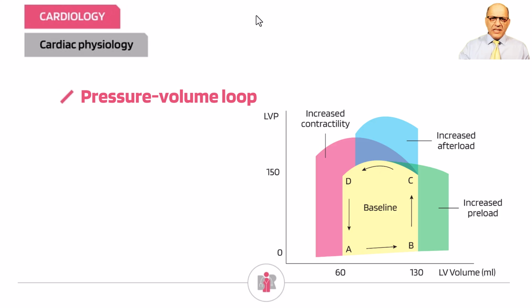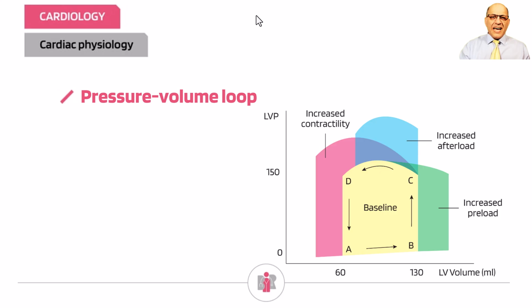Because at B, you actually close all the valves. The aortic valve and the pulmonic valve were closed anyway, and now the mitral valve closes. The mitral valve closes and you have contraction but no change in volume. So from B to C is isovolumetric contraction. Pressure increases, you go up with pressure, but there's no change in volume.